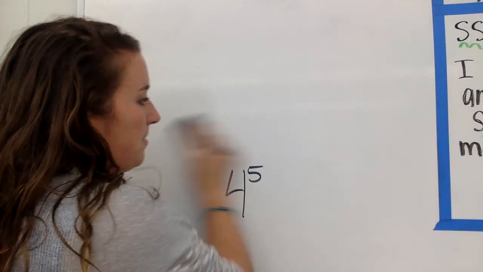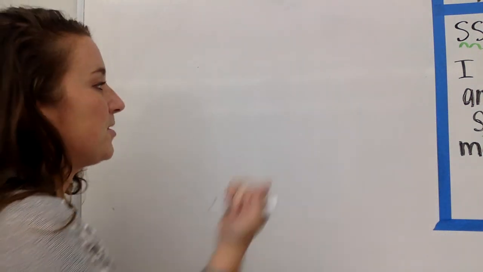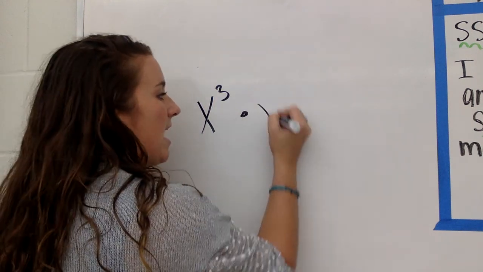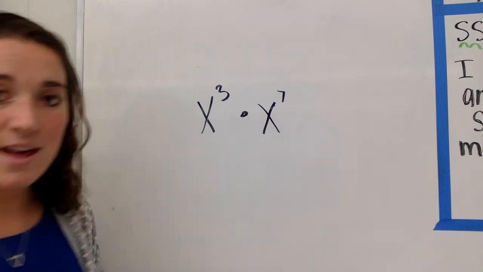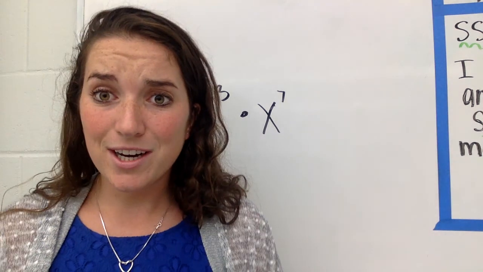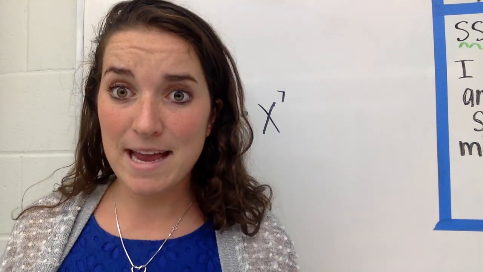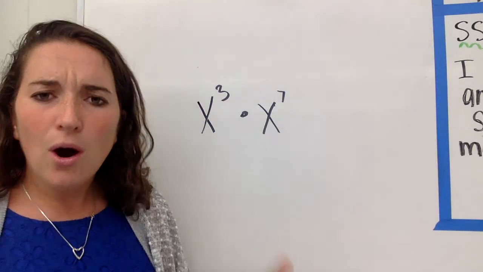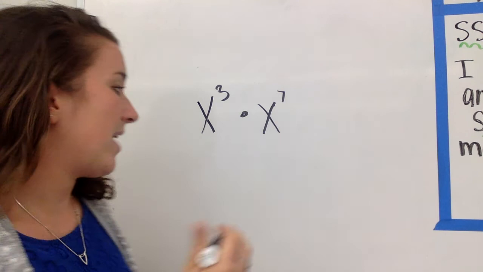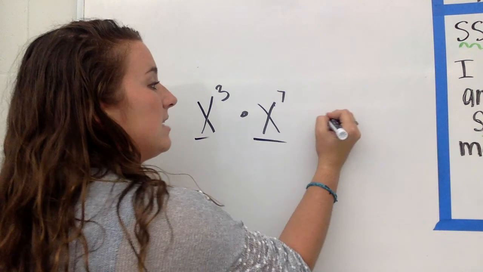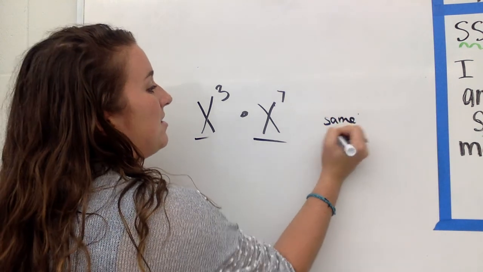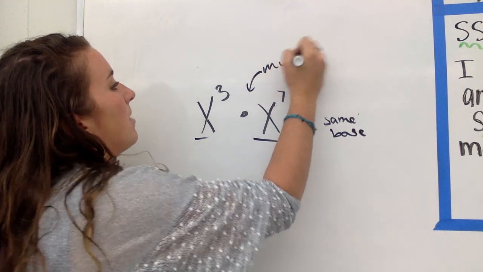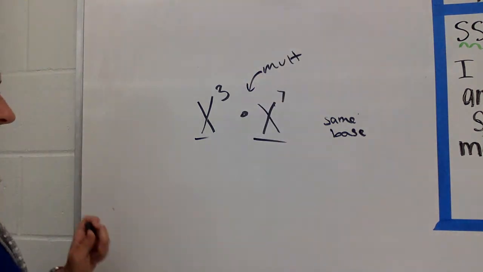Moving on to problem number 2. Problem number 2, we have x cubed times x to the 7th. This problem looks a little trickier. It's actually exactly the same, just with exponents. But again, I don't really remember what my rule is when I have the same base and multiplication again. So what I'm going to do, once again, is expand it.